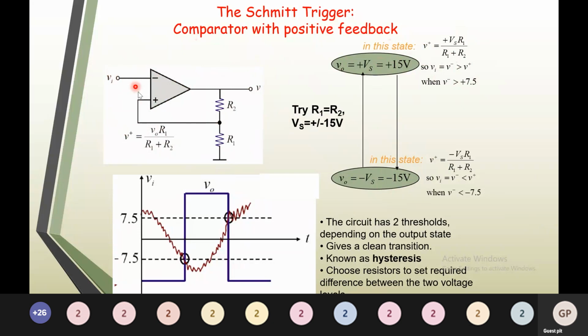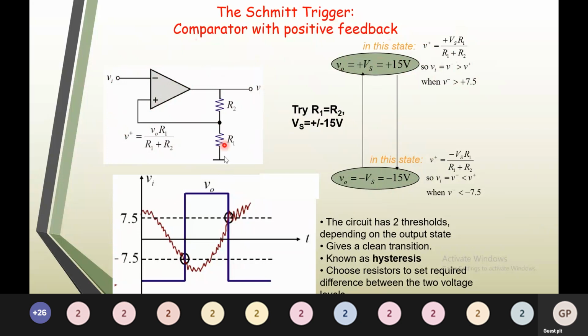Now the input is compared with minus 7.5. So whenever my input is lower than this minus 7.5, only then does the output get shifted to plus V sat. So what you can understand from this is, in a Schmitt trigger circuit, whenever my unknown input is greater than plus V reference, and whenever my unknown input is less than minus V reference, only in these two conditions will I have a shift, a transition, in my output.